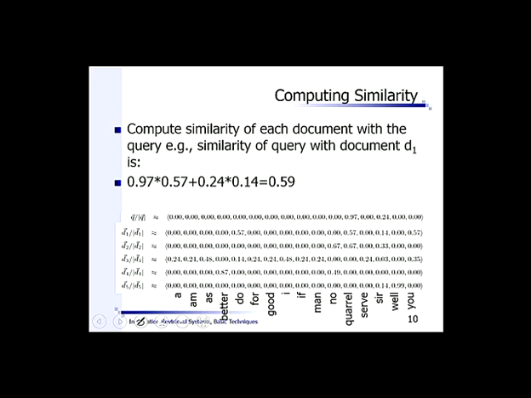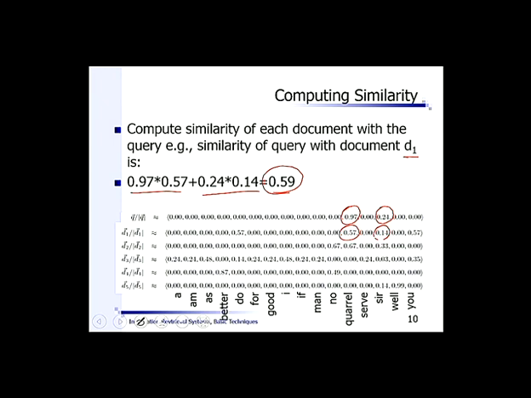For example, the similarity of document D1 with the query is calculated like this. We have this component for quirl and this component for sir in the query. In document D1, this is the component for quirl and this is the component for sir. So just multiply 0.97 by 0.57, multiply 0.24 by 0.14, and add them up, and you get the value. So this is the similarity value between query Q and document D1.